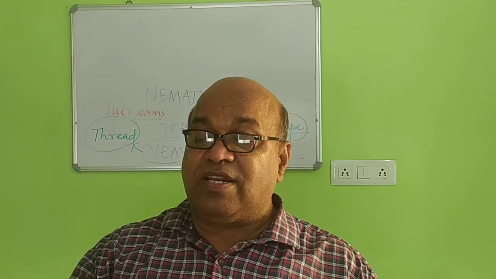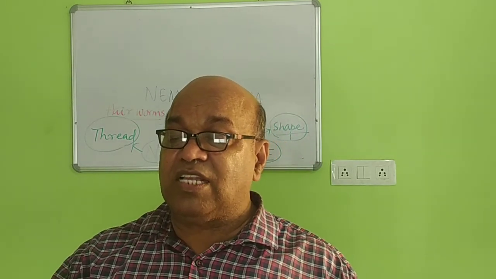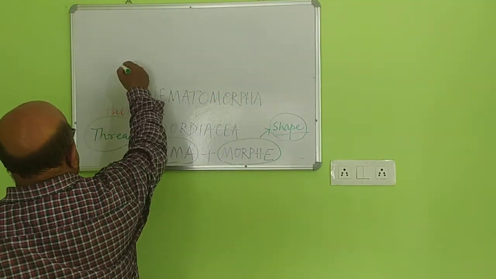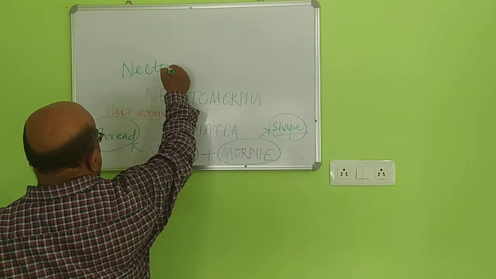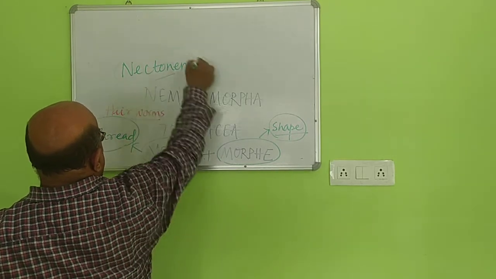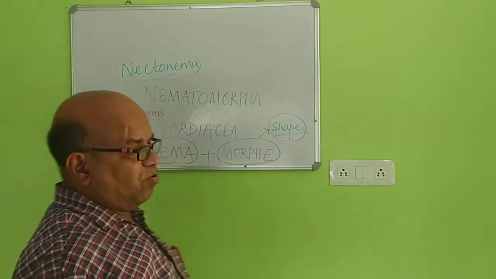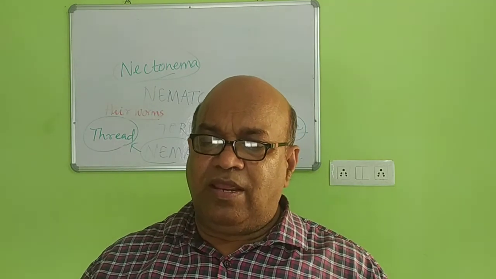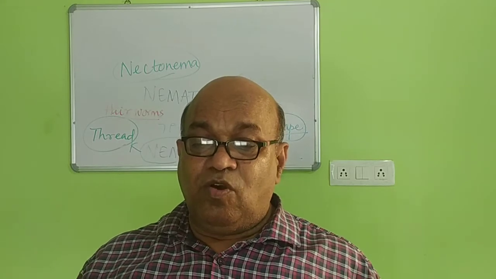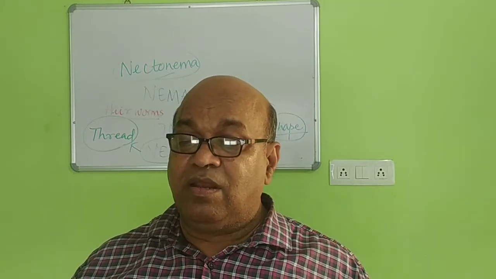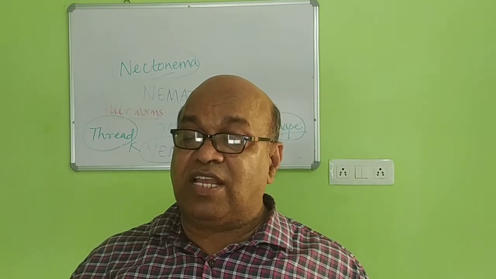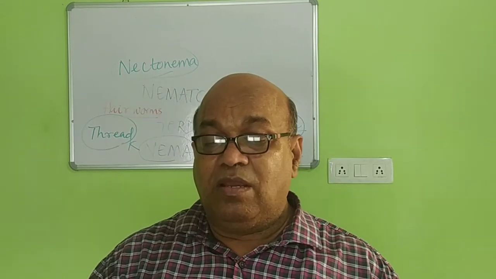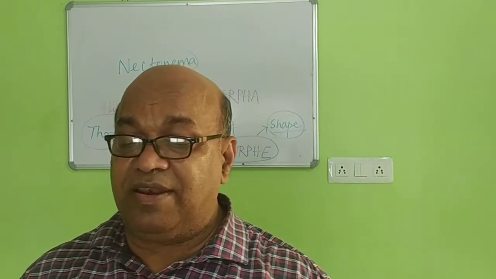Horsehair worms are found in fresh water. One genus is called Nectonema. This is the only genus under Nematomorpha that is marine. Exclusively they are aquatic forms. You find the maximum number of species in fresh water, and the one genus called Nectonema remains specifically in marine water. The body is long, slender and cylindrical.